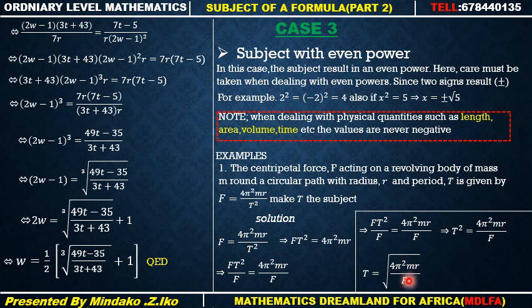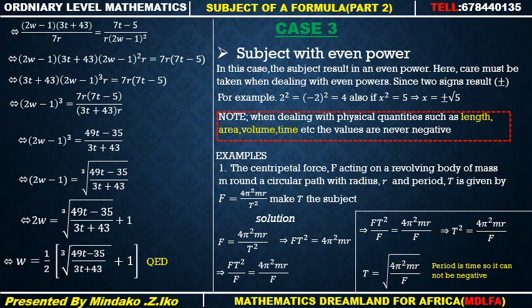Now, why is there no plus or minus? Because period is time, so it cannot be negative, as I earlier explained here. Physical quantities such as length, area, volume, time, etc., the values are never negative. So that is why the plus or minus is not included here.